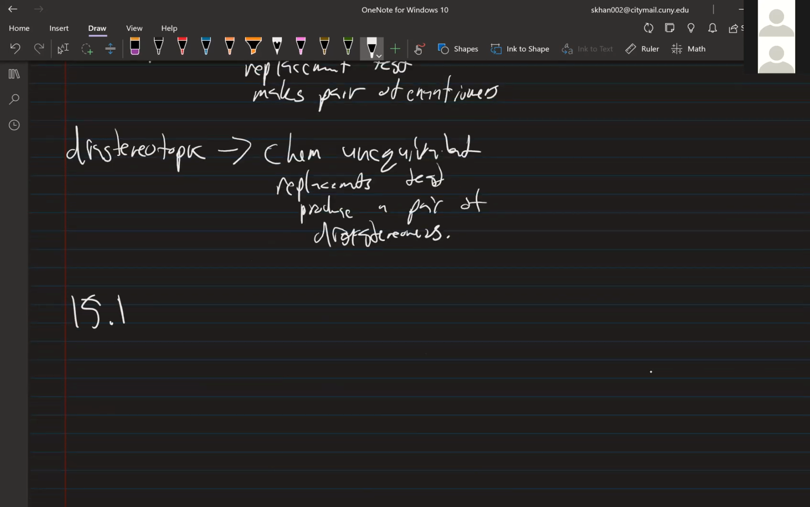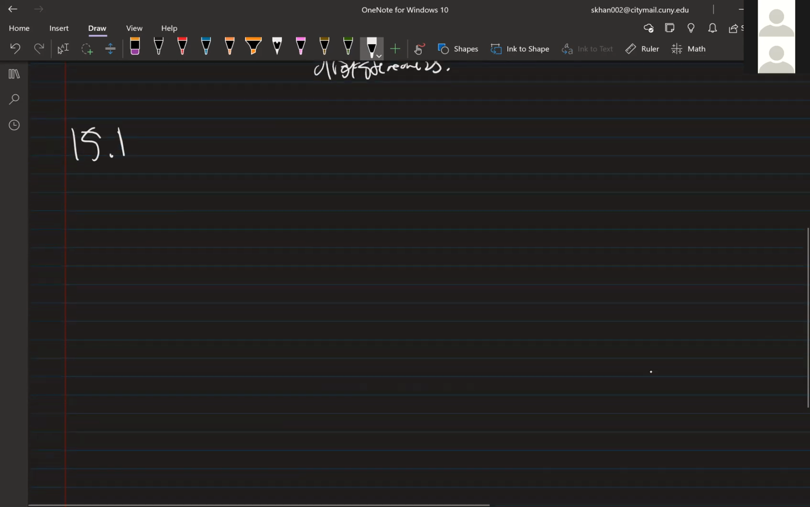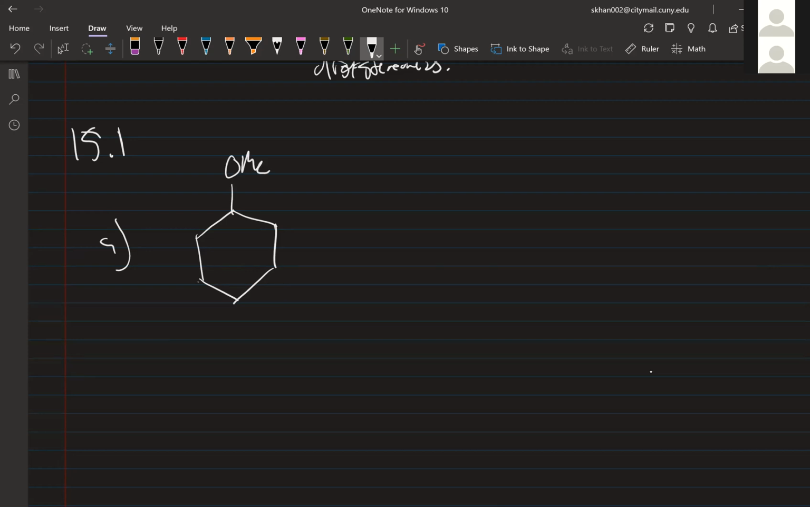And then basically it asks, for each of the following compounds, determine whether the two protons shown in red are homotopic, enantiotopic, or diastereotopic. Okay, so we start with A. So we have OMe here. We have our pi bonds, right? And our two protons in red are these ones, right?